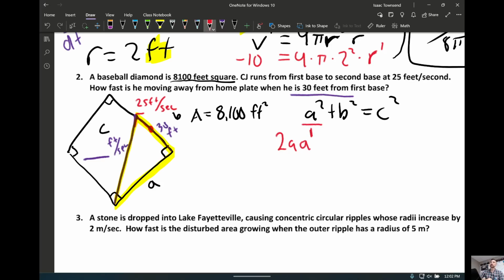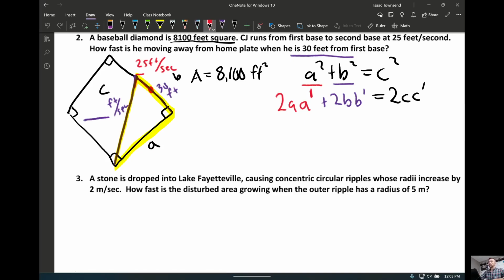Not the same variables, so you have to put an a prime. The only time you don't need the prime is when they're the same variables, like x and x. Okay, b squared is the same idea. Power rule, but I just took the derivative of b with respect to time, so I need a b prime. C squared, same thing. Power rule, and I just took the derivative of c with respect to time. Now, what I hope, like question 1, is that I know all of this stuff, I plug it in and solve for what I want.